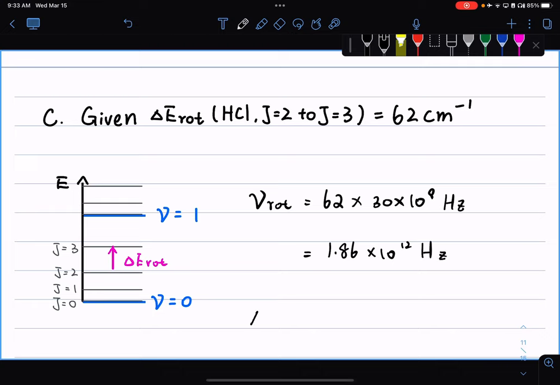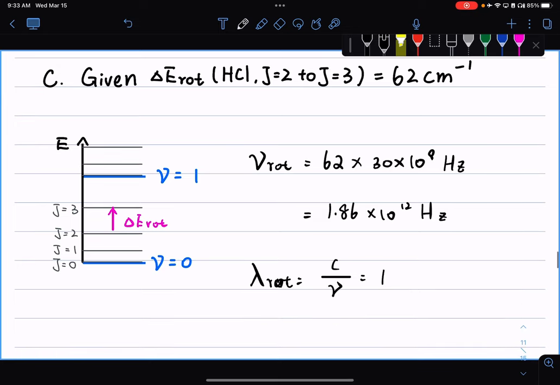The rotational wavelength lambda equals c over frequency. It's about 1.61 times 10 to the negative 4 meter. So it's a relatively long wavelength. So this is in my far infrared or microwave region.